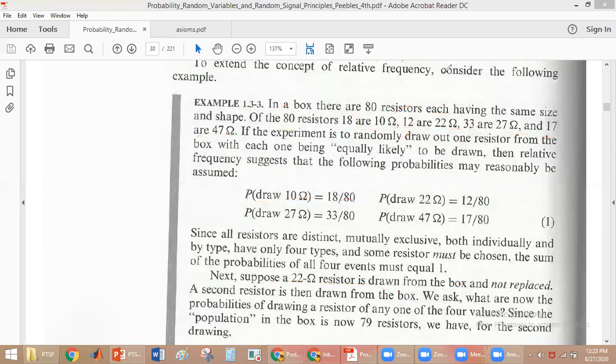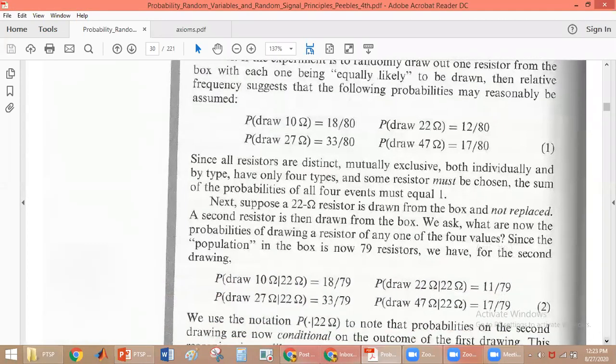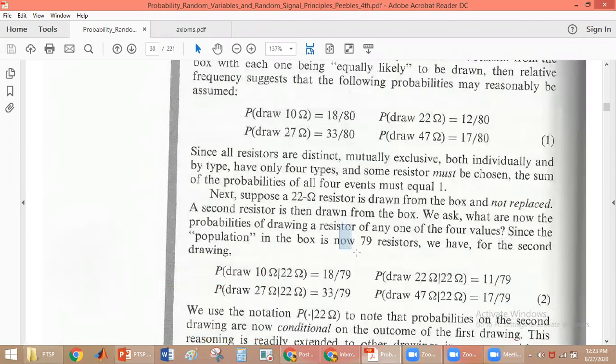Yes, ma'am. Now if you have only 79 resistors, what is the probability of drawing a 10 ohm resistor? How many resistors do we have now? After drawing, we have only 79. Now, what is the probability of drawing a 10 ohm resistor, assuming that a 22 ohm is drawn already? It is 18 by 79.